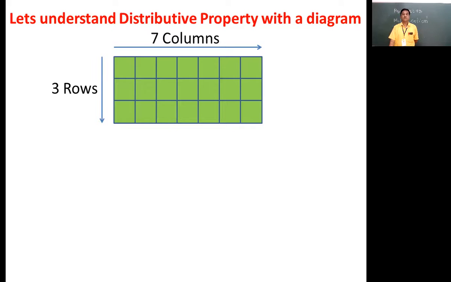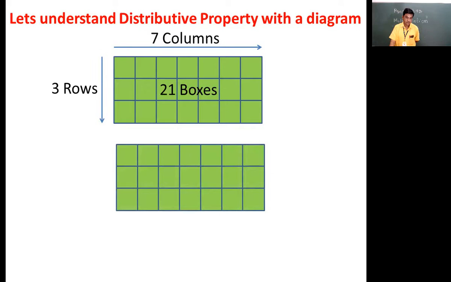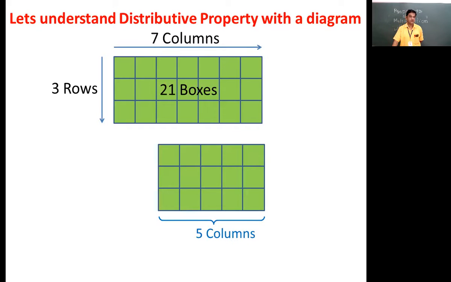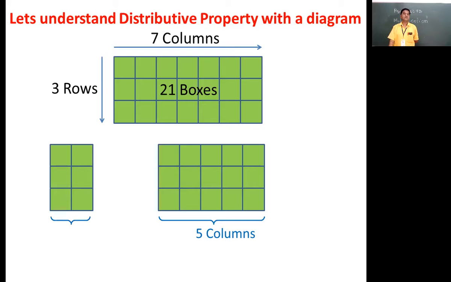Now, what am I going to do? I'm going to take the same arrangement of boxes. Next thing, well, I will take 2 columns separately and 5 columns separately. Now I'm going to cut these 2 columns from this arrangement and take them out. Now you can see there are 2 columns and 3 rows. And in the second arrangement, there are 5 columns and 3 rows.